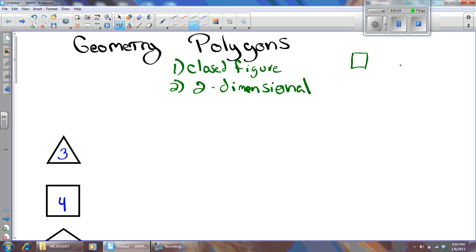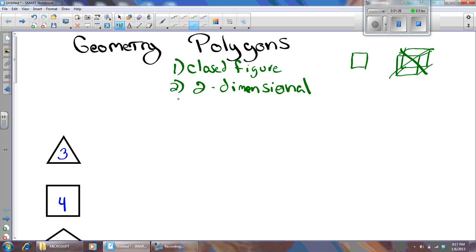But a cube, which is like a three-dimensional square, is not a polygon. All right, it's something called a polyhedra, but we're not going to really learn about those in this class. Okay, so this is a polygon. This one is not a polygon.